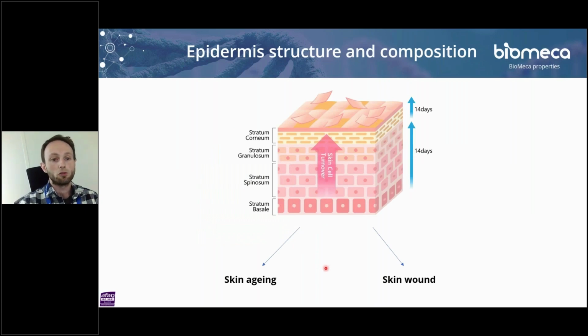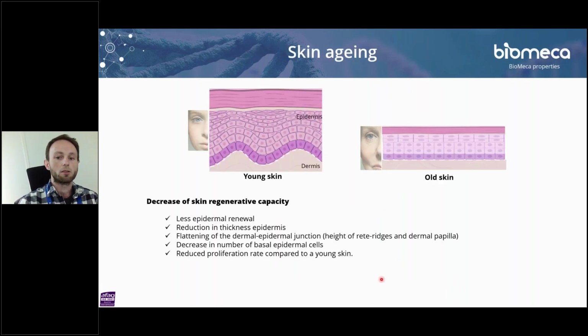Skin is confronted to many situations that can alter or modify its morphology, its composition, or its biological functions. Among these situations, we can find skin aging that includes intrinsic and extrinsic aging, but also skin wound. So during skin aging, the capacity of regeneration of skin is decreased, and this results in a decrease in the renewal of the epidermis. This also results in the reduction of the thickness of the epidermis and also by a flattening of the dermal-epidermal junctions.